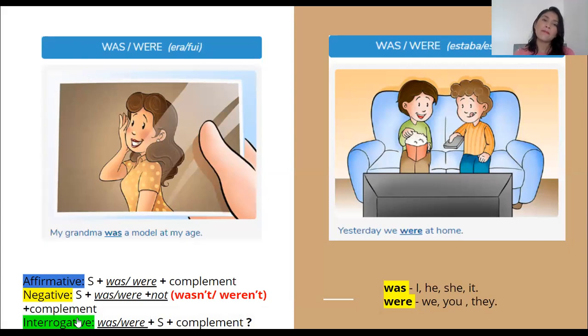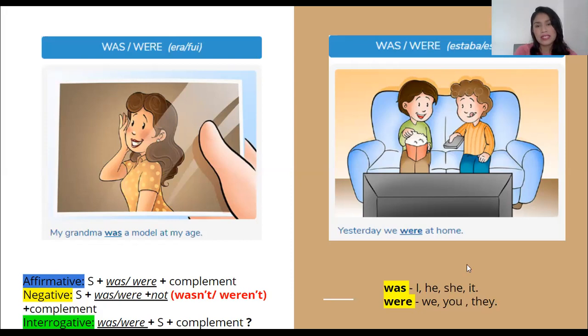So here, for example, in the first sentence, I have an example using it as era o fui. For example, my grandma was a model at my age, which means that she's not a model anymore because she was one in the past, right? So ella fue o ella era, which means exactly the same. So this means era o fue. What about estaba o estuve? Well, here we have another example.